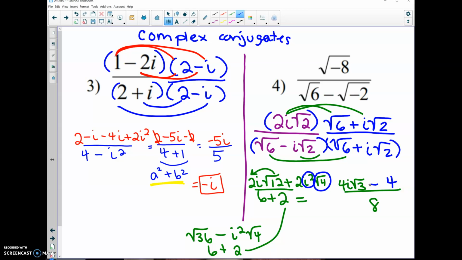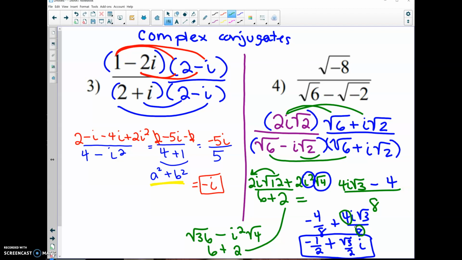Writing this in standard form, our a comes first. So we have negative 4 over 8 plus 4i root 3 over 8. This would simplify to negative 1/2 plus the square root of 3 over 2 i. And I'm putting i last because of standard form. a comes first and then bi. The 4 and the 8 simplified to 1 over 2. And the square root of 3 is still there. So in the box, that is the final answer.